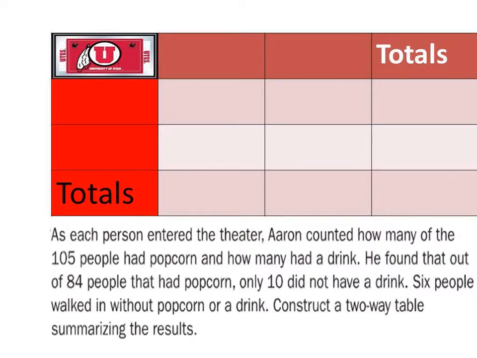All right, let's look at this beautiful table, which has been constructed kind of for you. And we'll just fill in all the empty spaces so that we can feel good inside, okay? All right, so notice, as each person enters the theater, this person's counting how many people have popcorn and a drink. How many of the 105 people? So we're counting how many people have popcorn and a drink, okay? How many total people did he count? It's 105, but where does the 105 go?